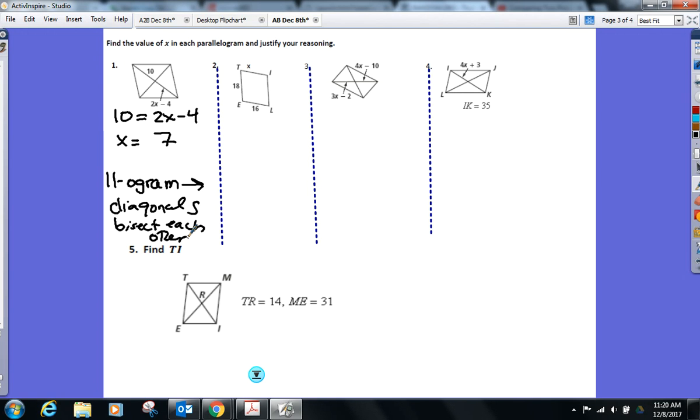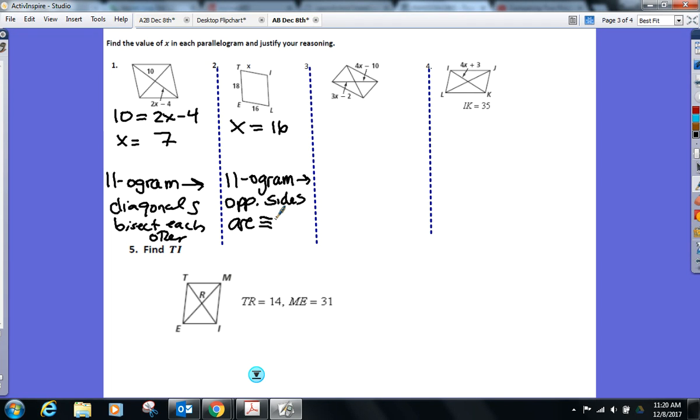Okay, next one. It's a parallelogram. Thoughts on how I can find x? Okay, this one's a pretty quick one. Nothing to solve. I tried to throw the 18 in there to throw you off. Guess it didn't work. What property are you using there, Nick? So parallelogram implies that opposite sides are congruent.